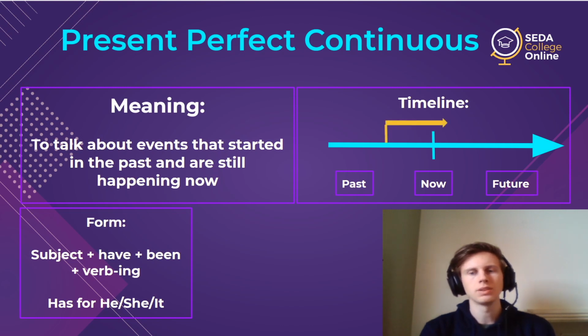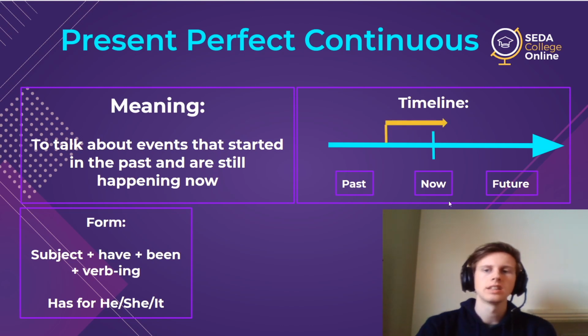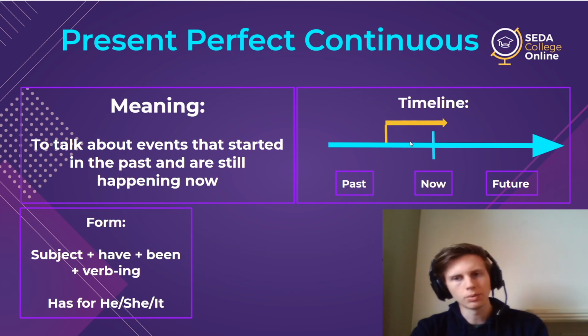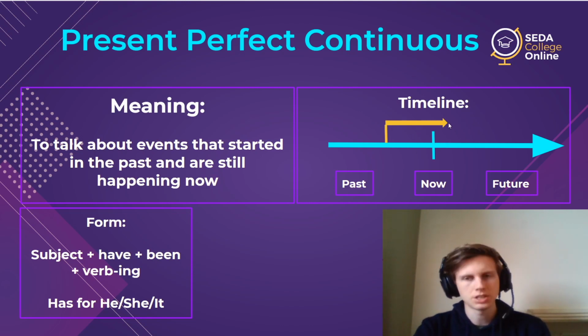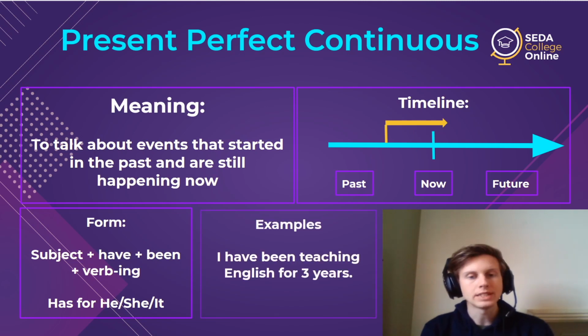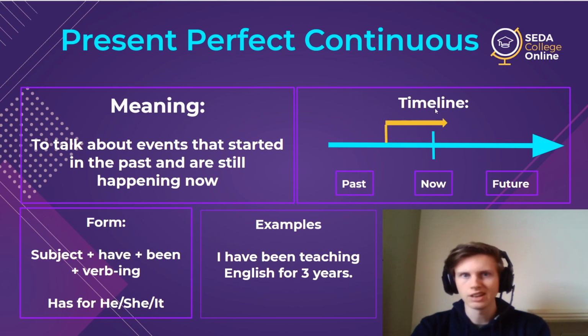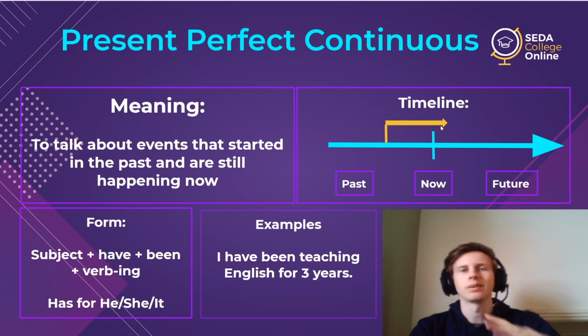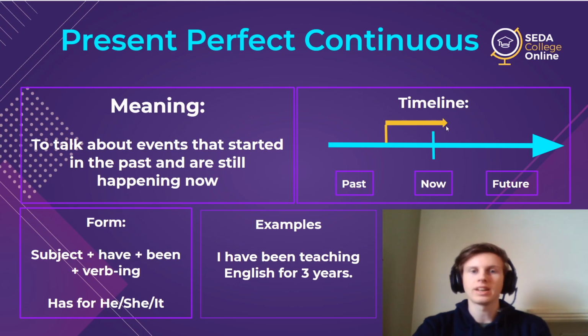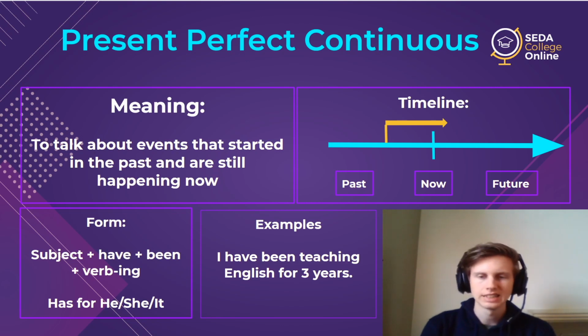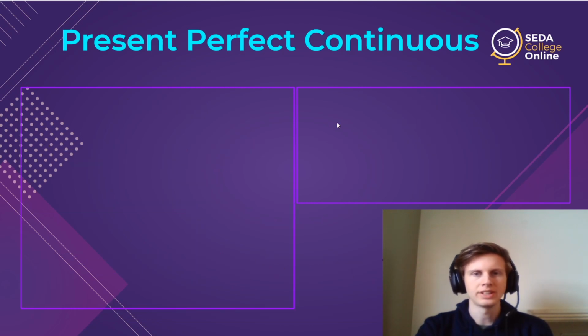So I'll show another timeline to help make this idea a little more clear. If we look at this, we've got an action in the past that is continuing. It is ongoing and in process. So it will continue into the future. So that's the idea for this. An example might be, I have been teaching English for 3 years. True for me. So I started teaching in the past, and I'm teaching now. I hope I will teach more in the future. So that's why I say the present perfect continuous there, because it's an action that started in the past that's still happening now.